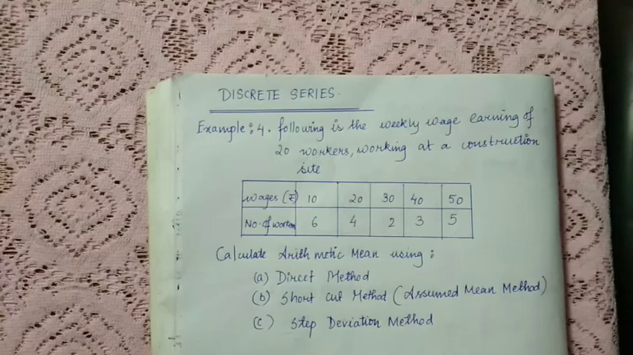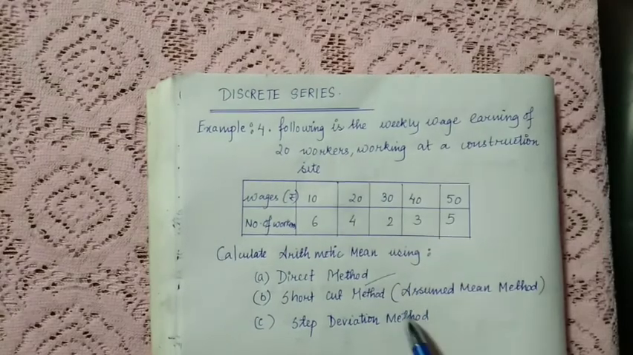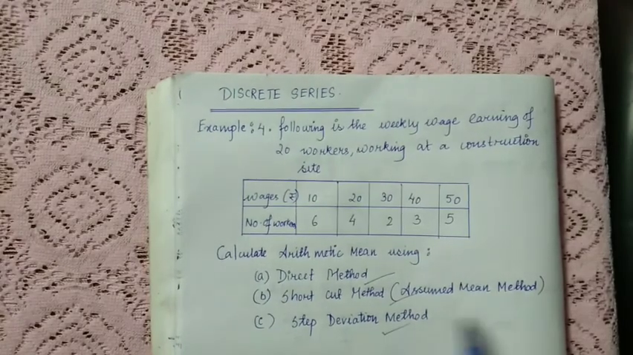Hello students, in the last video we saw how to calculate arithmetic mean for individual series. In this video we will see how to calculate arithmetic mean for discrete series. Just like the individual series, I took one question and I'll solve the same question by direct method, by shortcut method and by step deviation method.